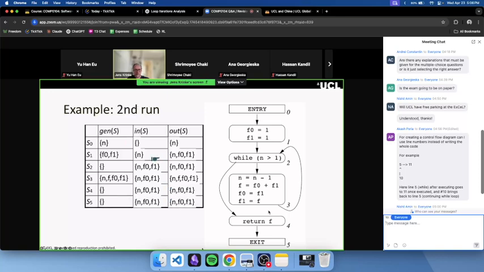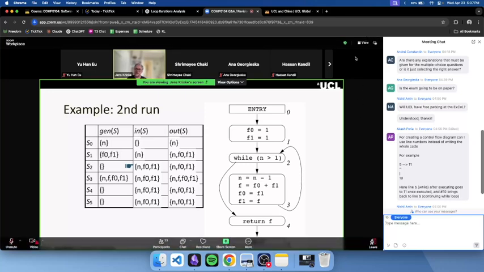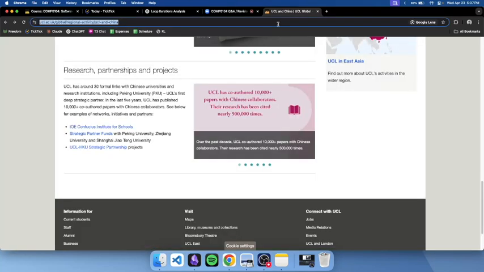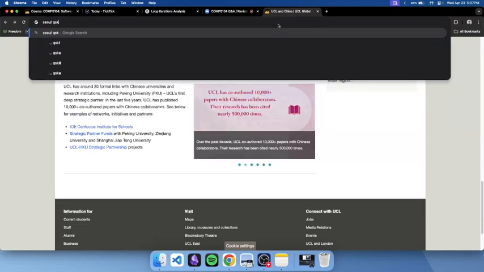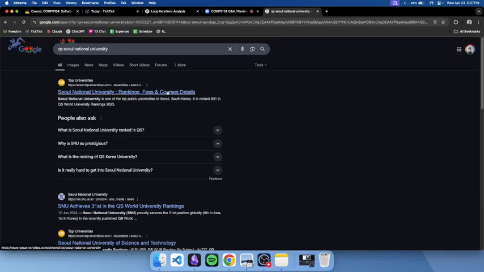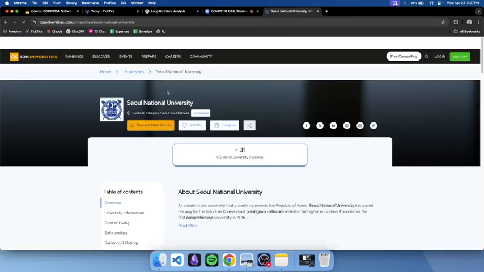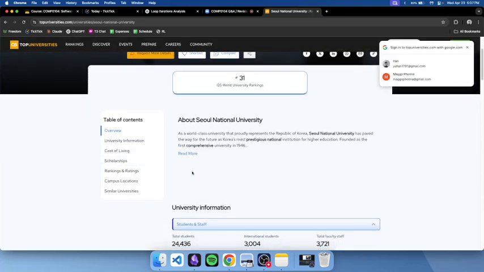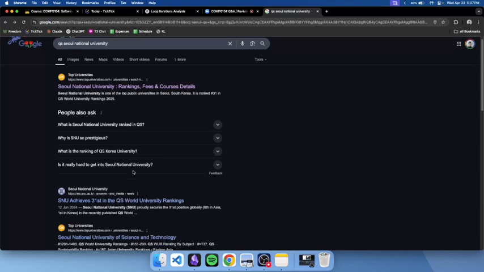In the second run, again, you do the intersection of the outset of block 1 and the outset of block 3. Now, the result of that computation does not change the inset, and no other set is changed. So we've reached a fixed point, which we know when we have computed all the sets and none of the sets has changed. Does that answer your question? Yes, got it. Thank you. You're welcome.